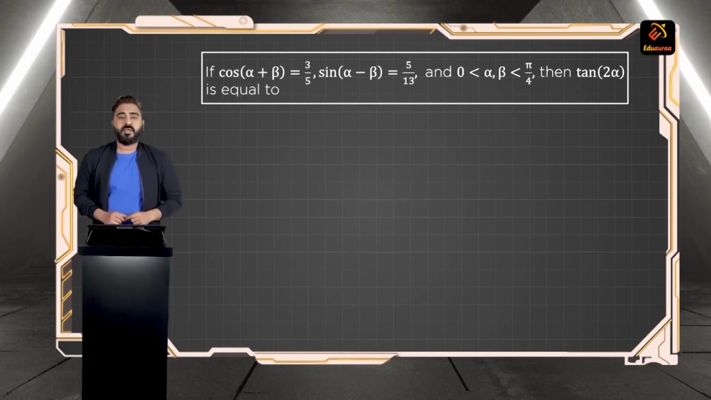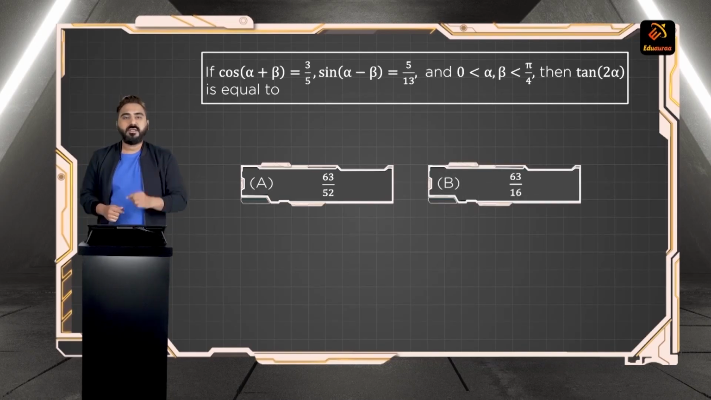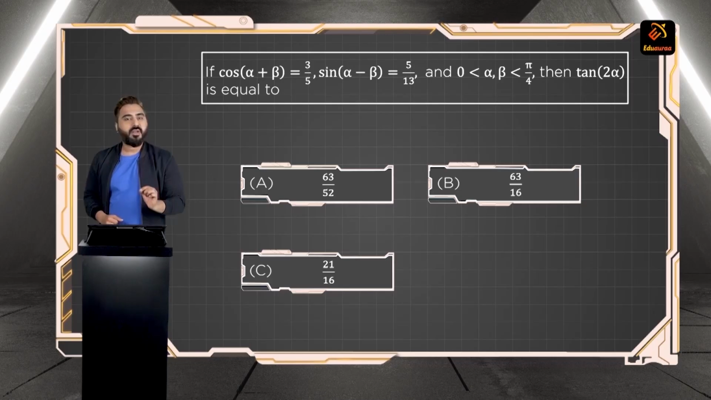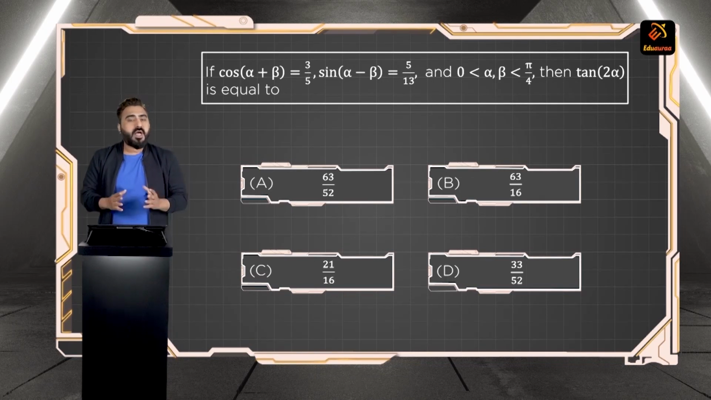So the first MCQ is: if cos(alpha plus beta) equals 3 by 5, sin(alpha minus beta) equals 5 by 13, and alpha, beta lie between 0 to pi by 4, then tan 2 alpha is equal to what? Option A, 63 by 52. Option B, 63 by 16. Option C, 21 by 16. And option D, 33 by 52. Now students, this MCQ was asked in our JEE Mains 2019.